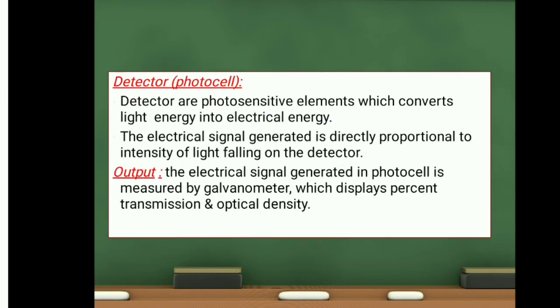Next we have detector or photocell. Detectors are photosensitive elements which convert light energy into electrical energy. The electrical signal generated is directly proportional to the intensity of light falling on the detector. Then we have output. The electrical signal generated in the photocell is measured by a galvanometer, which displays percent transmission and optical density.